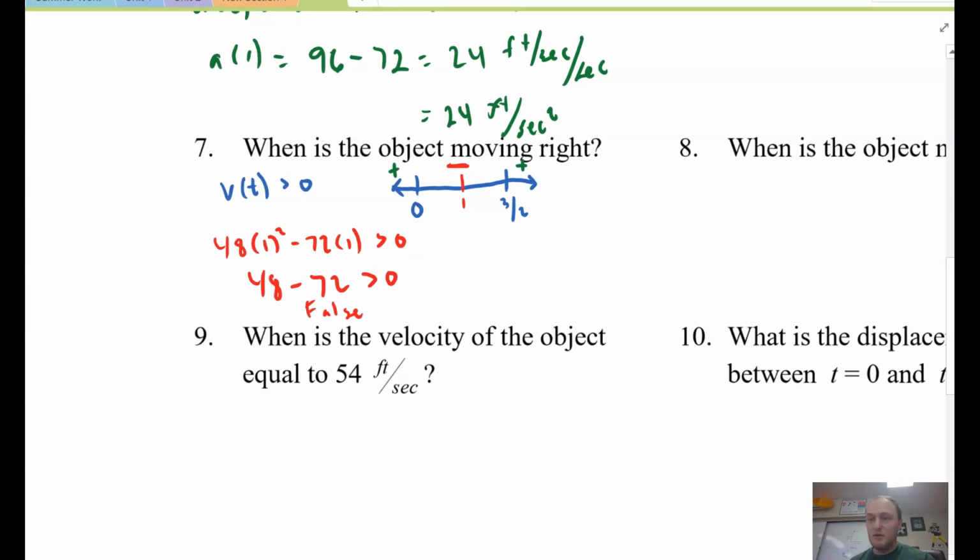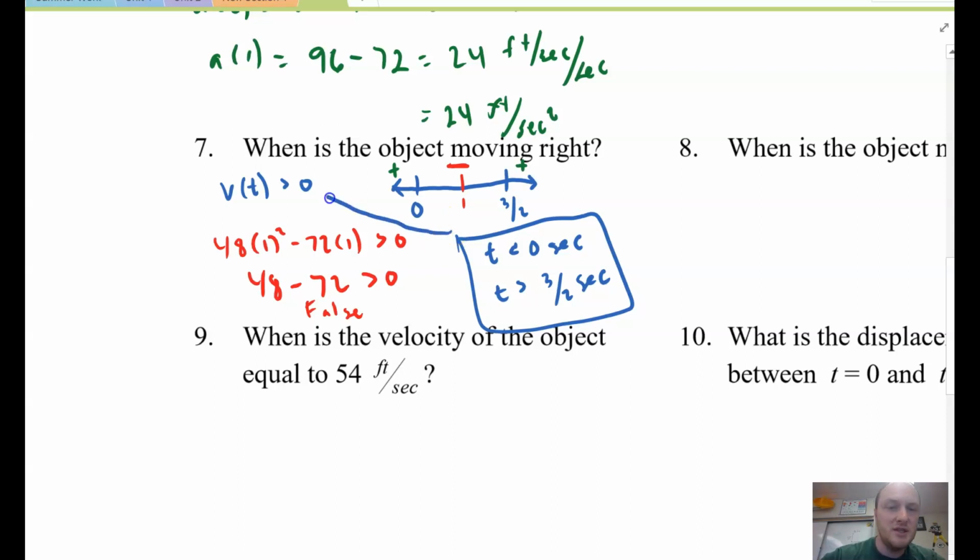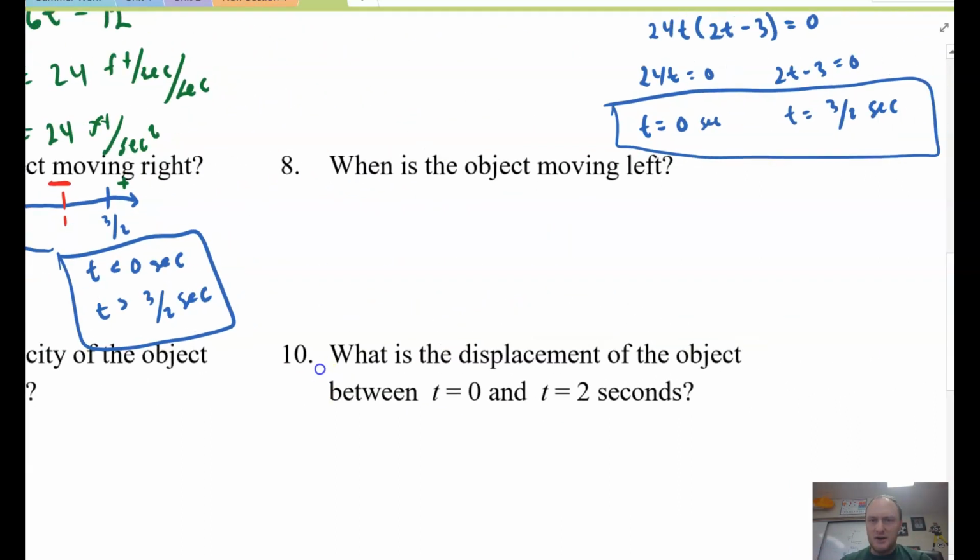So when is it moving rightward? Well, it's moving to the right when t is less than 0 seconds. What? Time can't be negative. Well, it is here. Or when time is greater than or equal to 3/2 seconds. Okay, there's your answer. It's important to include this in your statement, right? When is the object moving right? Well, I know that the object's moving right when the velocity is positive. So you have to state that, and then you state your answer.